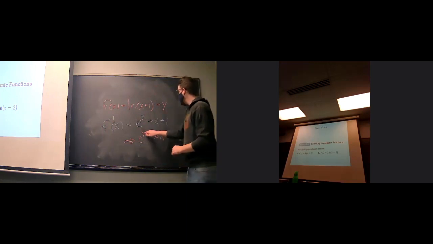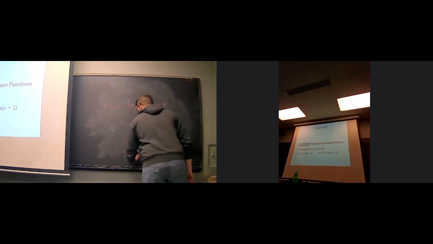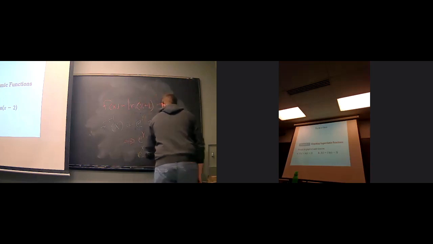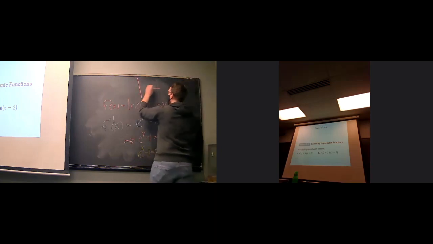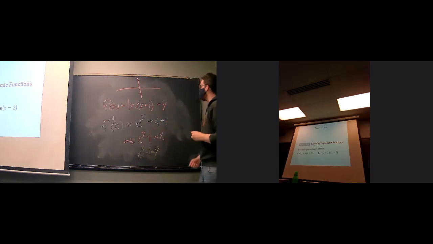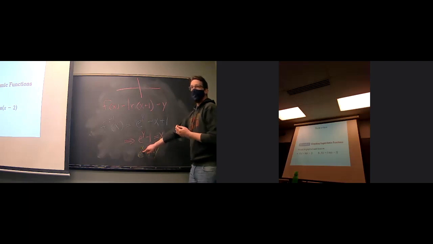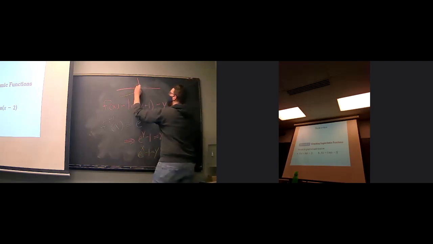And now we can replace x and y with each other. And this is going to be the graph of its inverse function. Okay, this is the graph of its inverse function. I'm tight on space, but I think I can make it work. This thing is going to be increasing forever, right? It's just the exponential function minus 1. So it's going to look like this.